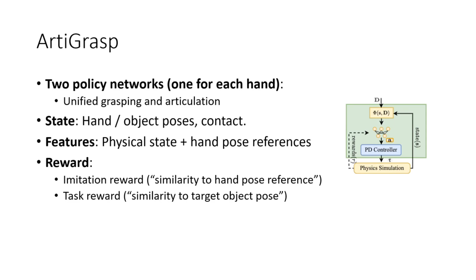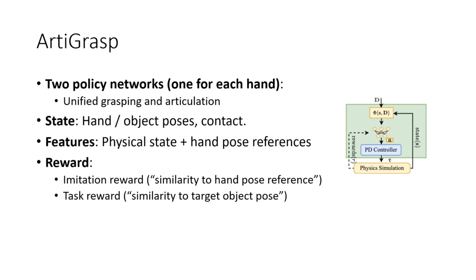The policy network takes as input the physical state and a hand pose reference and predicts actions to control the hand in simulation. We define two rewards, an imitation reward that compares the agent's grasping pose to the hand pose reference. A task reward measures the distance of the articulated object pose in the simulation to the target.